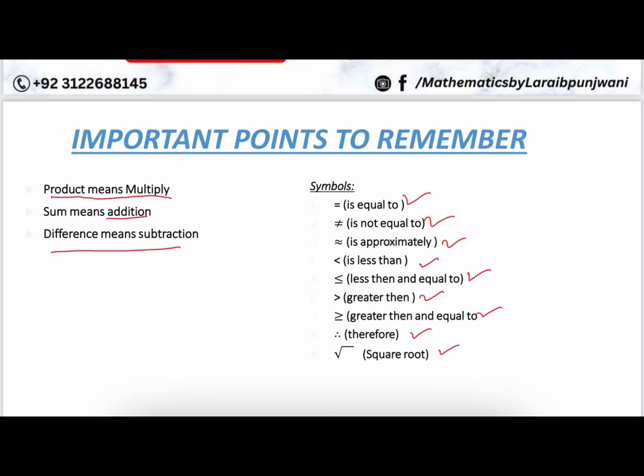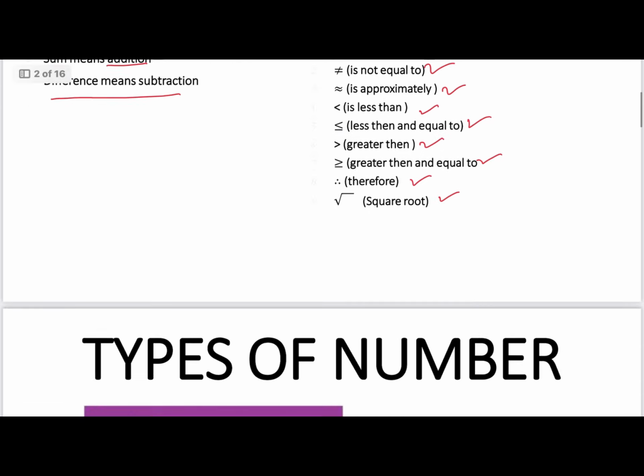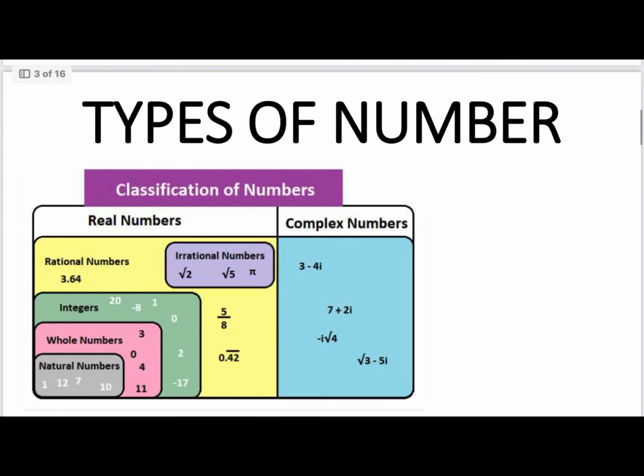Okay, now starting with the topic. We are starting with types of numbers. Complex numbers are not included, so we will just look at these things. First you need to understand the natural numbers. Natural numbers are denoted by N. The notation is not required, but you should know what a natural number is. Natural numbers are those numbers which start from 1 and keep going on. This is known as natural numbers.